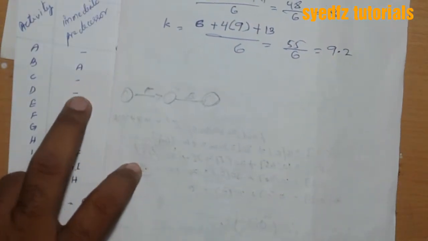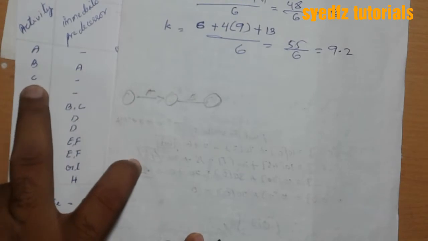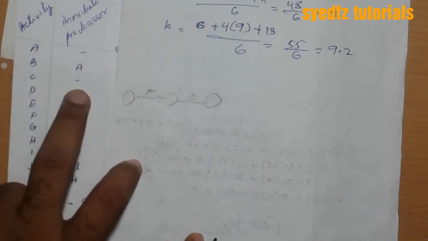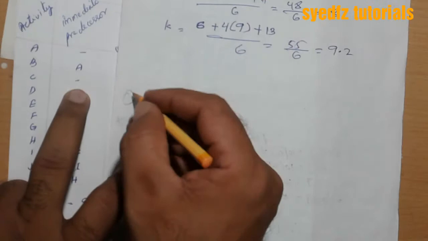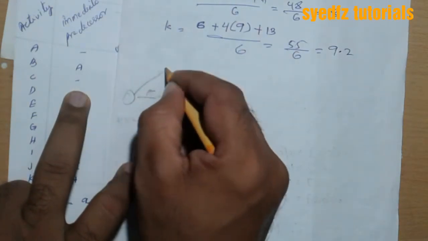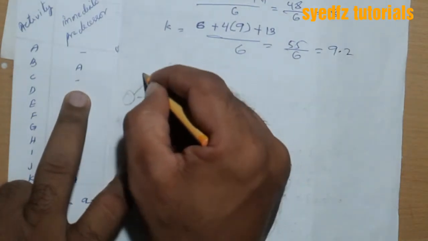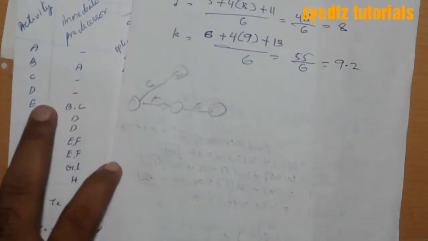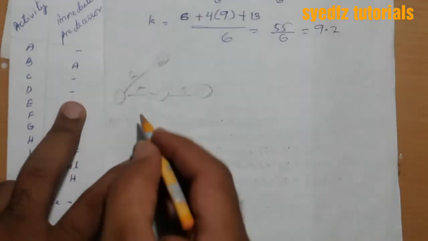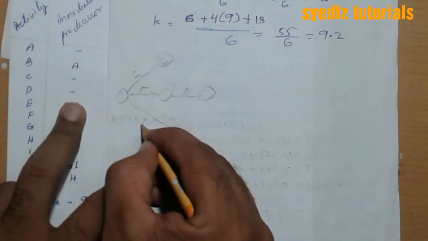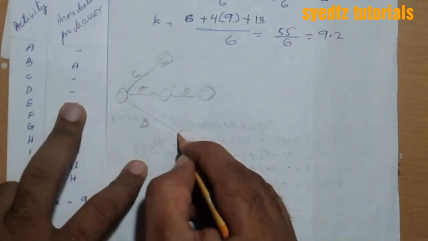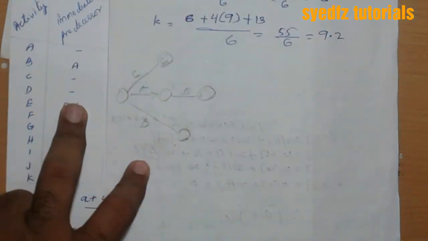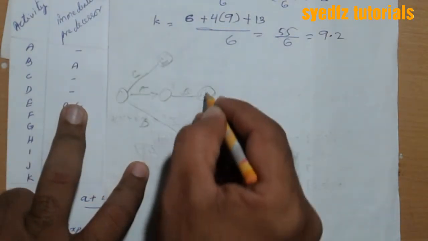Now activity C happens, but there is nothing before it, means 0. 0 means here, infinite, and C happens. This is activity C, and this is the head. Then activity D happens, and from 0 only. This is the activity D, from 0 only. This is the head.